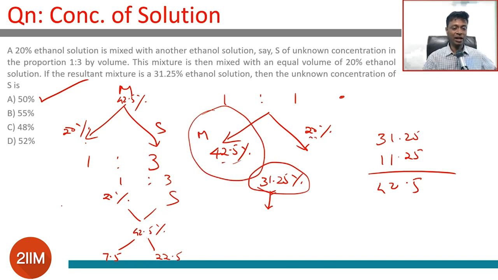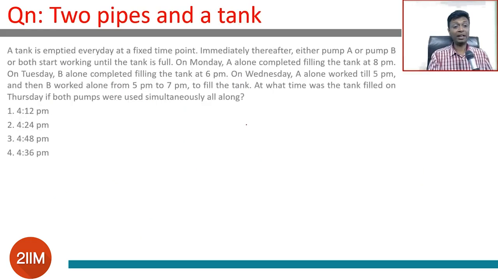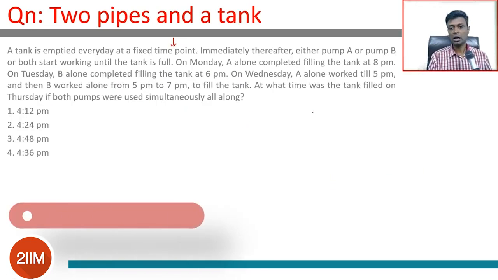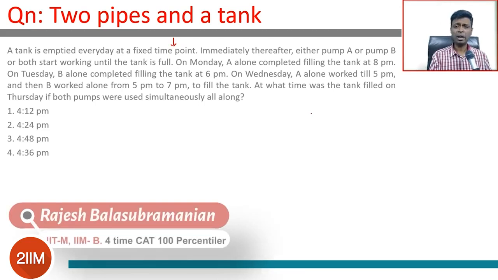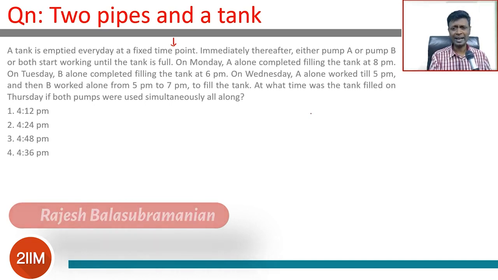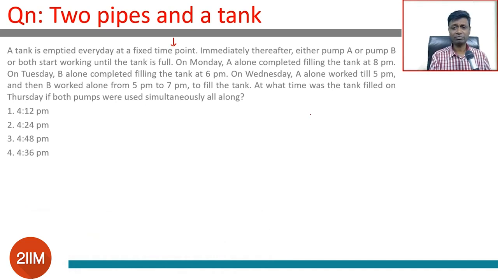Stick that in, use your alligation method, you're through. A tank is emptied every day at a fixed time point. Immediately thereafter, either pump A or pump B or both start working until the tank is full. On Monday, A alone completed filling the tank at 8 p.m. So let's say Monday, A works for n hours to fill the entire tank.